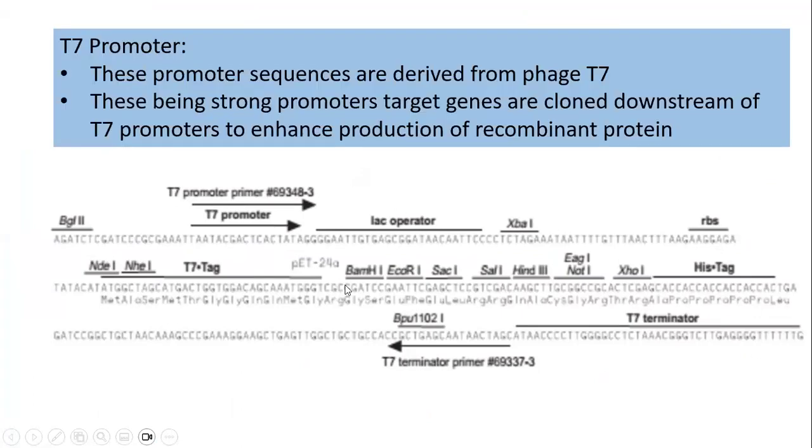So here we have the detailed structure of the important regions within the expression vector. First of all, we have the T7 promoter here. T7 promoters are basically promoters derived from phage T7, and these being strong promoters, your target gene is cloned downstream of the T7 promoter. That is going to enhance the production of the recombinant protein, or basically increase the expression of the target gene sequence that is being cloned.